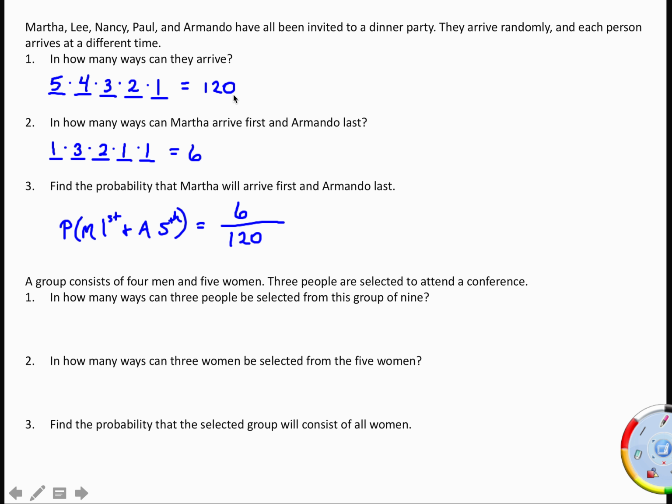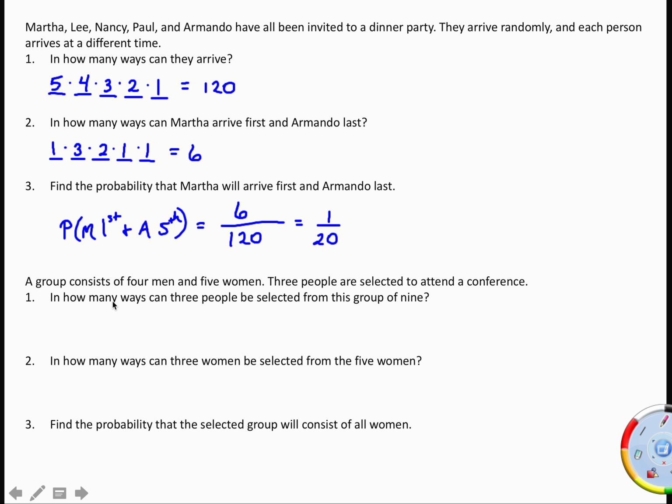Here's the total number of ways they can arrive, right? And here's the number of ways they can arrive under this condition. So that's 1 out of 20, right? The probability that Martha arrives first and Armando last is 1/20.